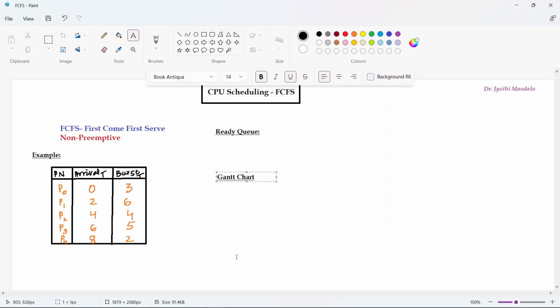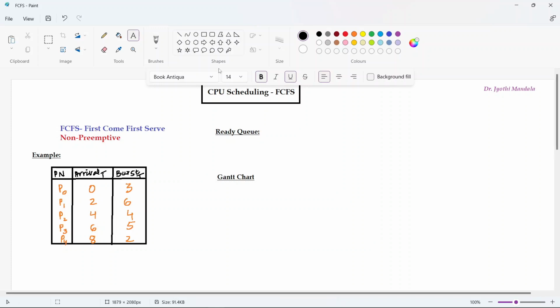And finally we are going to find out the average waiting time and the average turnaround time. How to find that out, we will see. But first, we'll find out what this ready queue is and what this Gantt chart is. First we'll understand this one. Okay, the ready queue is nothing but a queue like this. So let us maintain one queue like this.